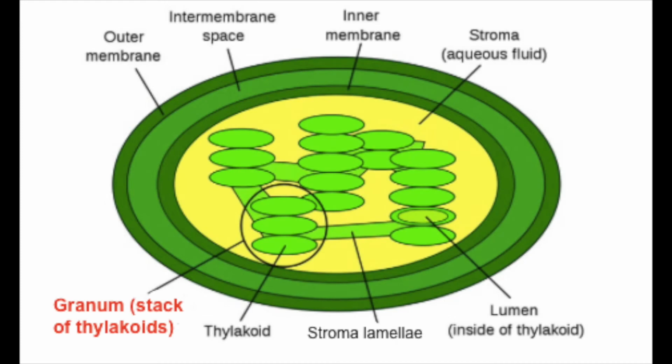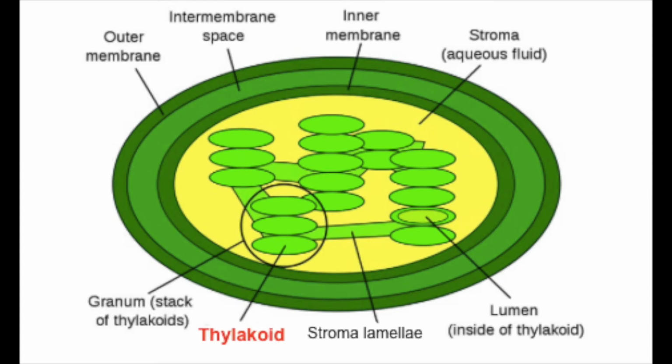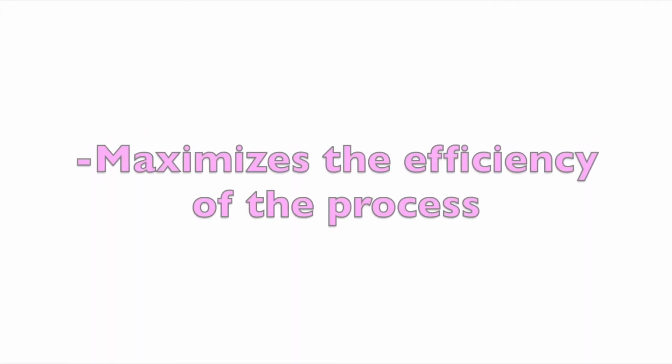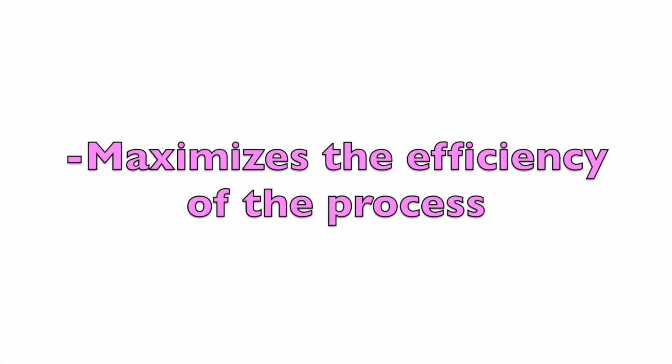The granum, or plural grana, is where light-dependent reactions happen. Each granum consists of a stack of thylakoids. Each stack of thylakoid sacs, or granum, is connected by a stroma lamellae. The stroma lamellae is like the skeleton of the chloroplast. It keeps the sacs spread apart from each other and maximizes the efficiency of the process.